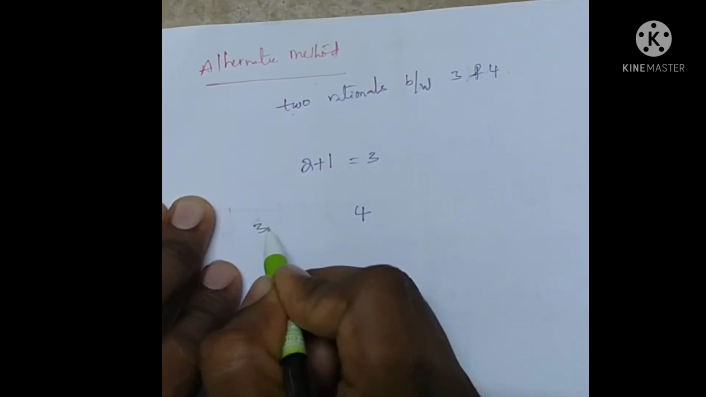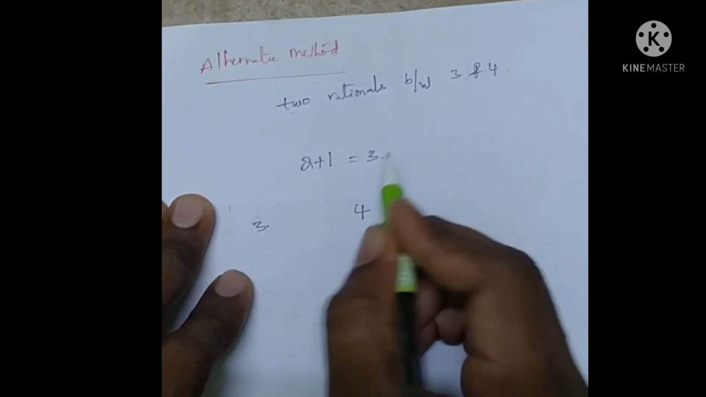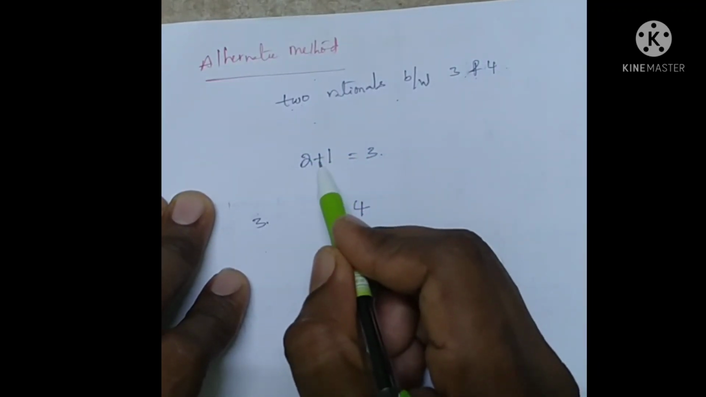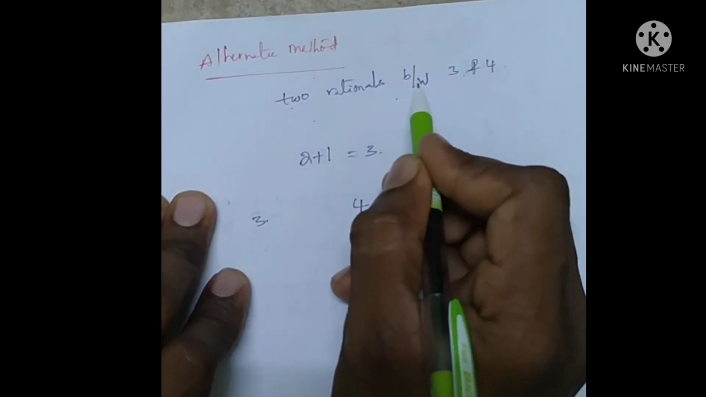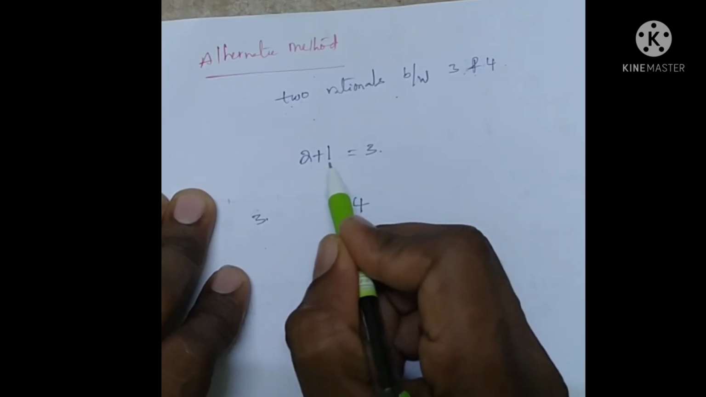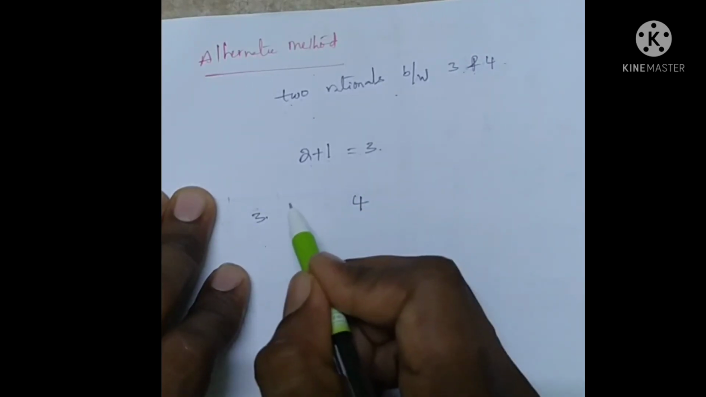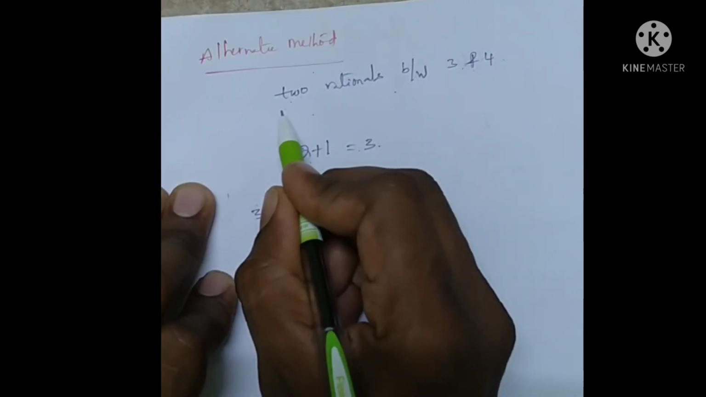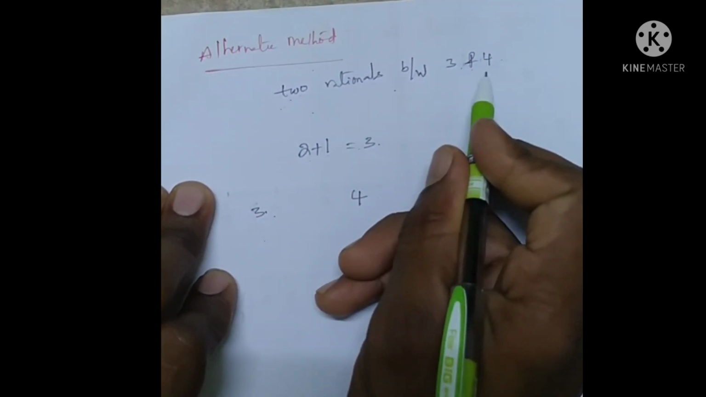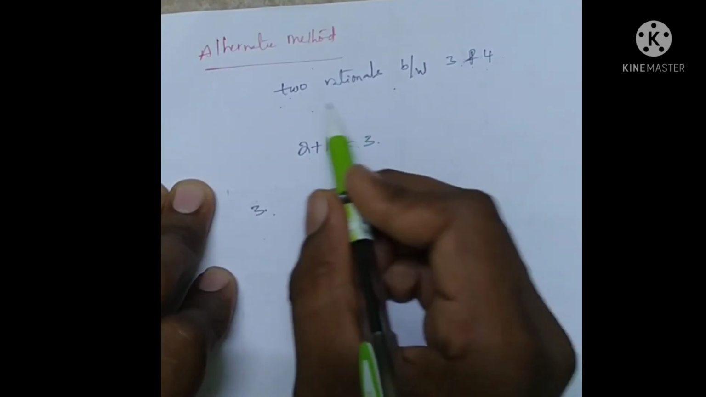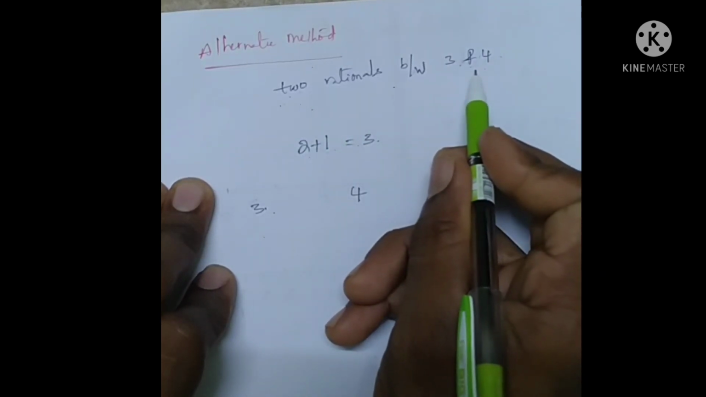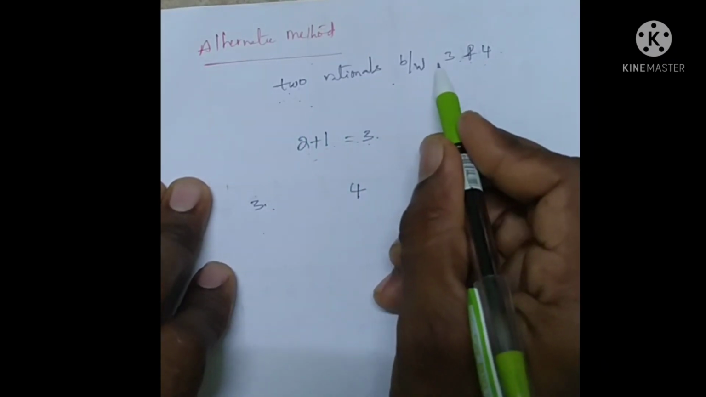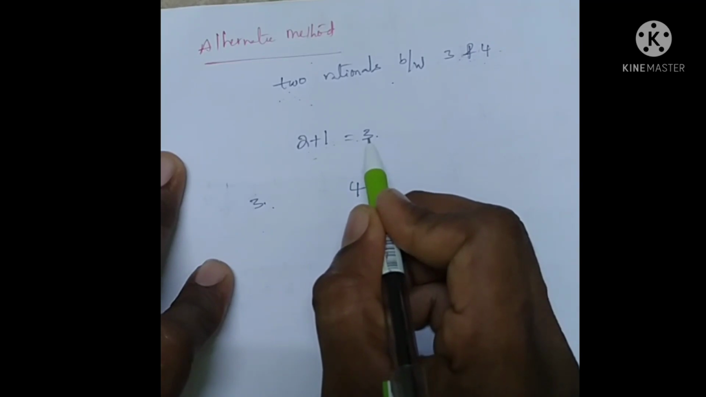So multiply numerator and denominator with 3. Here 2 rational numbers between 3 and 4 means our formula becomes 2 plus 1. Here 3 rationals between 3 and 4 means our formula becomes 3 plus 1, that is equal to 4. Multiply numerator and denominator with 3 or 4 or 5. Find 4 rationals between 3 and 4 means our formula becomes 4 plus 1, that is equal to 5. So here 2 rationals between 3 and 4 means 2 plus 1, that is equal to 3.